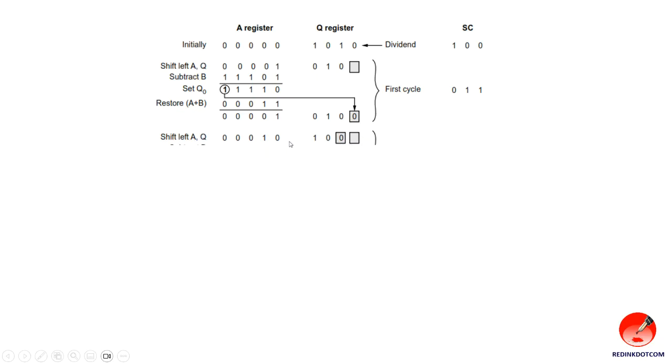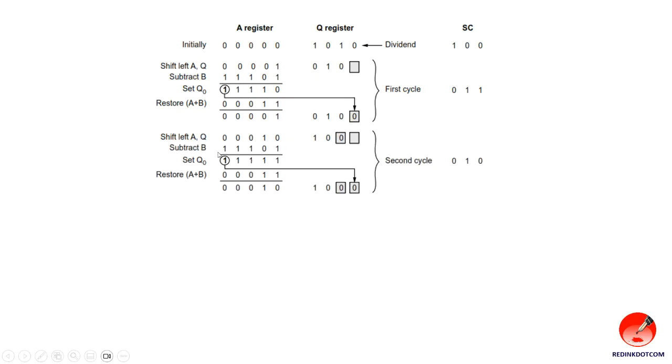So the shifting operation is over. Then I have to do the subtraction. Subtraction means I can use the 2's complement for the divisor, so I can add the 2's complement of the divisor. After adding, I can get this value.